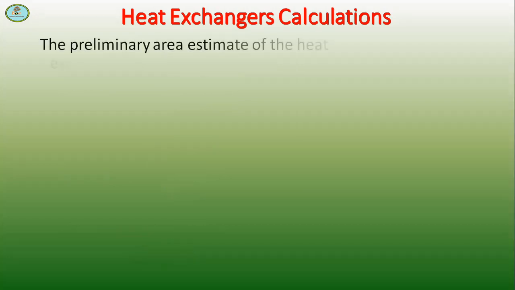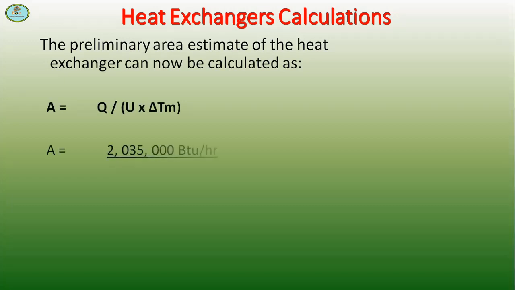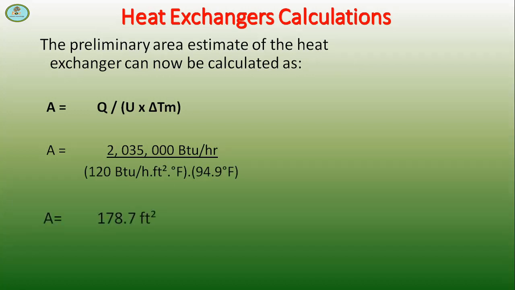The preliminary area estimate of the heat exchanger can now be calculated as follows. A is equal to Q upon U into delta Tm. So A is equal to 2,035,000 BTU per hour divided by 120 BTU per hour feet square degree Fahrenheit into 94.9 degree Fahrenheit. So A is 178.7 feet square.